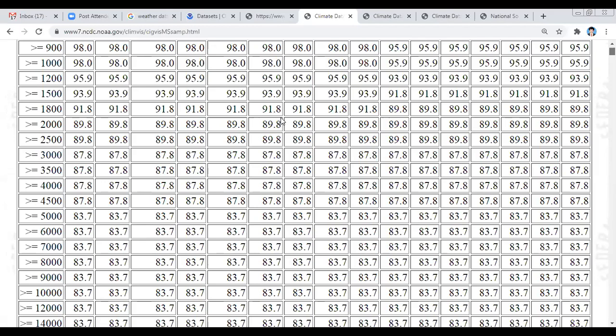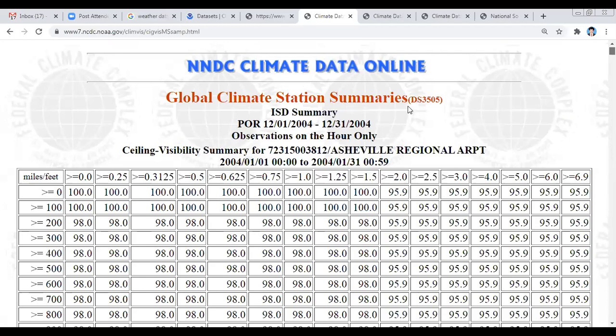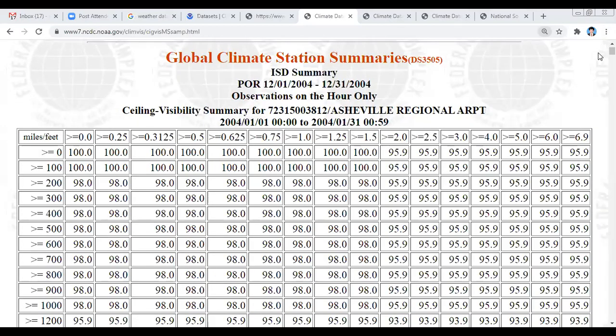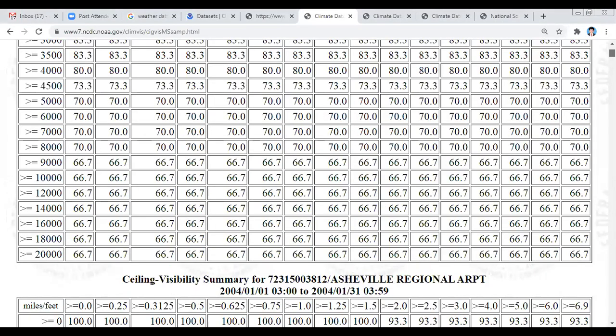See this, global climate station summaries. Every observation is on an hourly basis only, with miles and feet. The distance at which it is observed, everything is shown here. Like that, global data is available online. This is for general purposes.